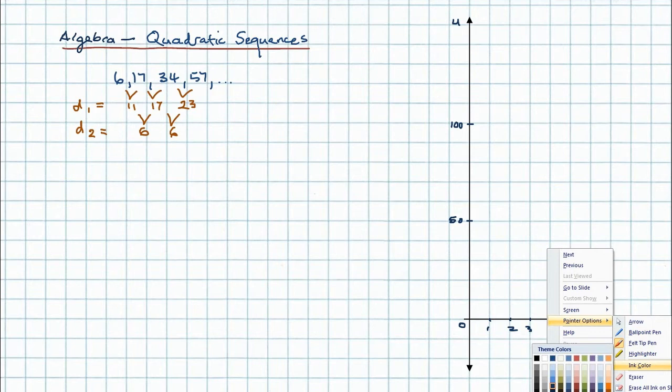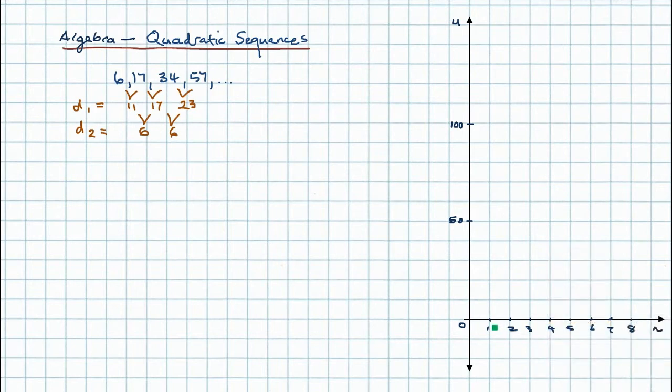Okay, so plotting our values on here. Let's use a different kind of pen. Okay, let's have green. So our first value is 6, so that would be about here. Our second value is 17, so that's going to be about there. Our third value, 34. We'll put that there. Fourth value, 57. And as I say, we wouldn't normally need to do this, but it just helps, I think, to illustrate what's going on.